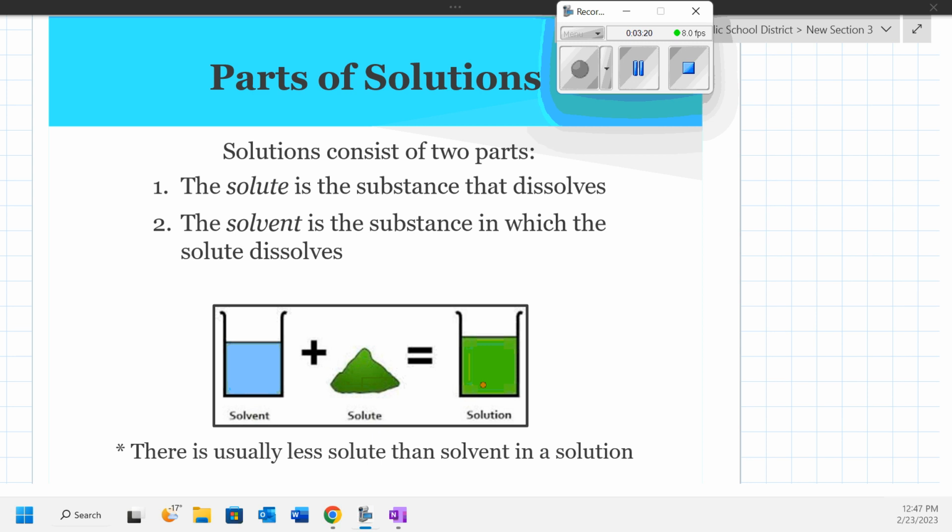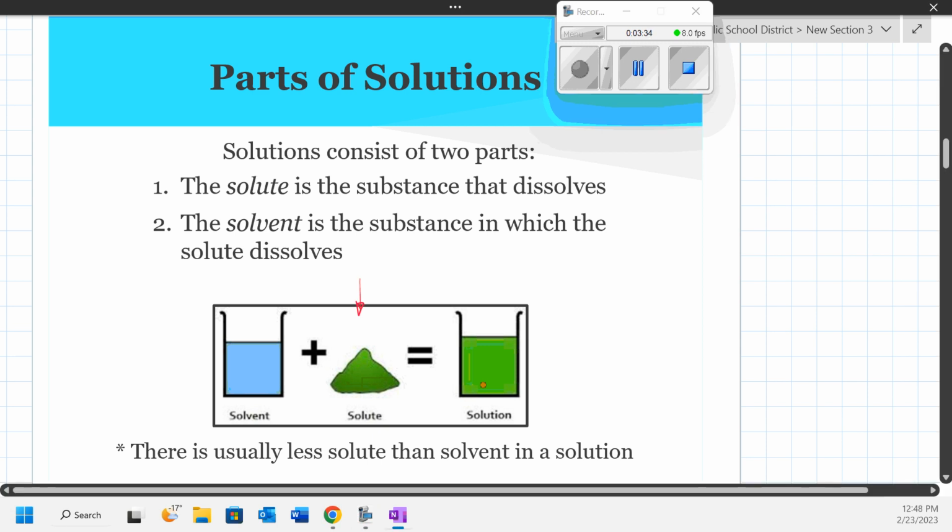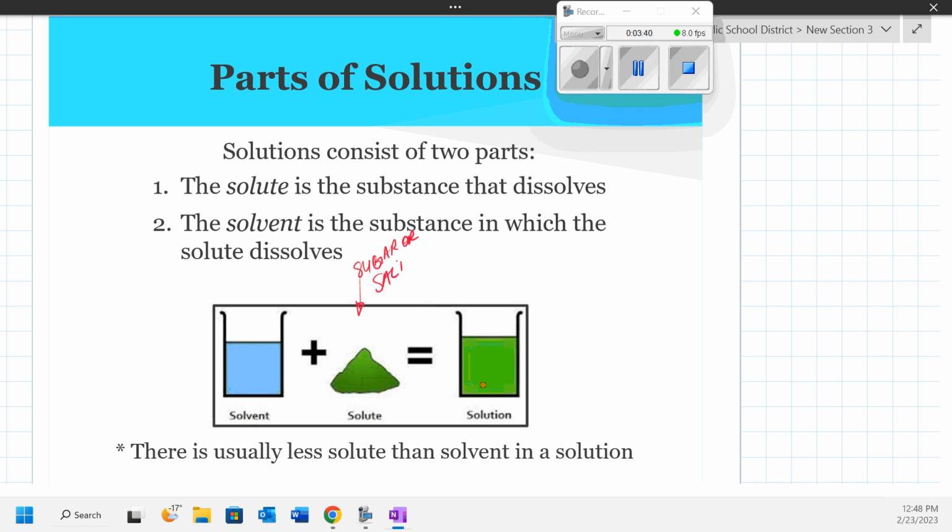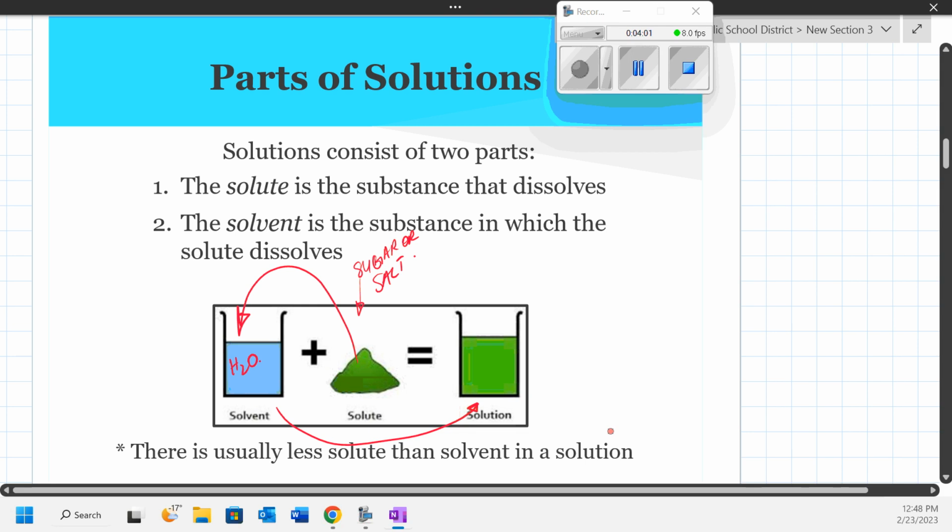The best solvent that we know in the world of science and chemistry is water. So an example of a solution will be when you take some sugar or salt, that is the solute, and then you pour it into a container of water. And as a result of this, what you will have is salty water or sugary water. And it's a solution.